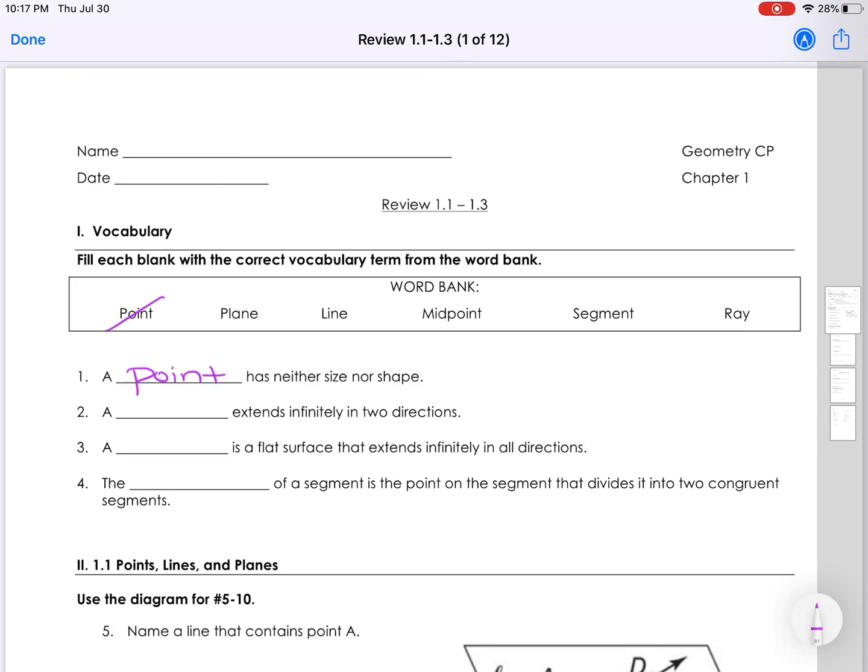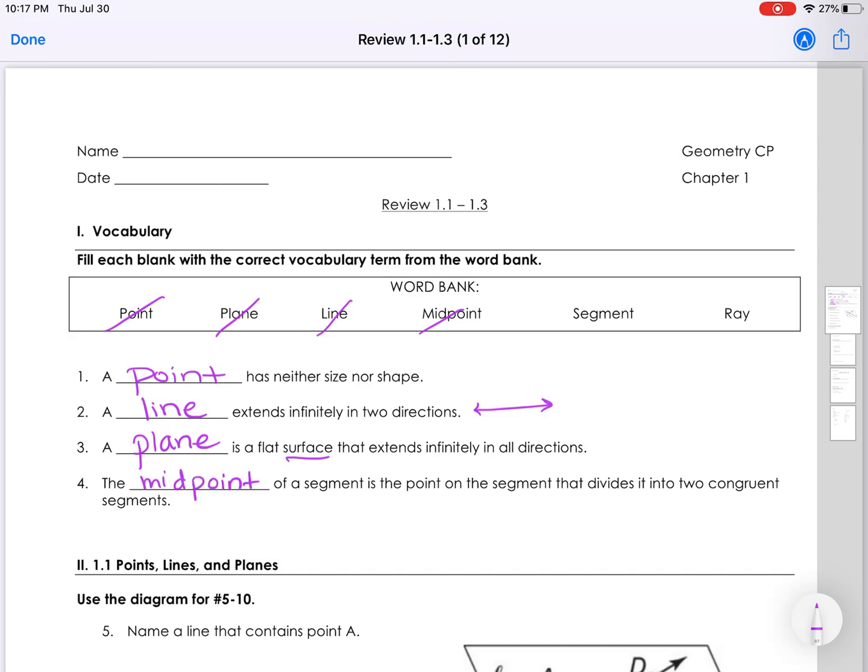For number 2, a blank extends infinitely in 2 directions. That would be a line. A line extends in 2 directions, right? It goes both ways. A blank is a flat surface. There's your key right there. Surface means it's a plane. And then the blank of a segment is the point on the segment that divides it into 2 congruent segments. So the midpoint, because it cuts it into 2.